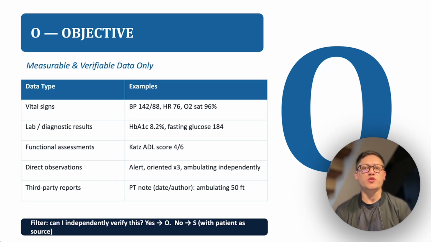Here's where teams most often go wrong in the objective section. They include unverified patient statements. If the patient tells you they've been taking their medication as prescribed, that is a subjective report. It goes in S. The objective section is reserved for what you can confirm.